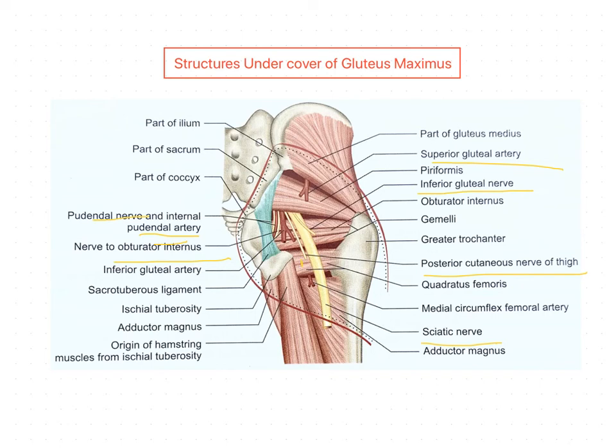And below this we can find the anastomosis around the hip joint also, which is related to these structures which are present under the gluteus maximus muscle. Okay, so in the next session we are going to discuss the remaining muscles: origin, insertion, nerve supply and action.